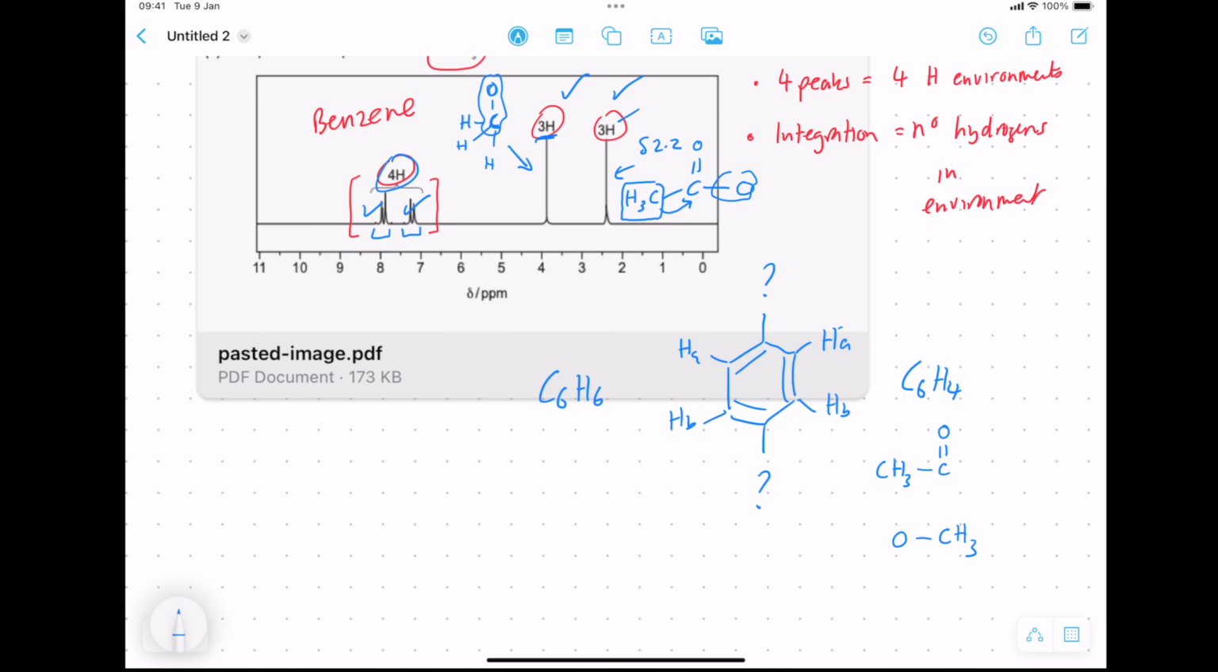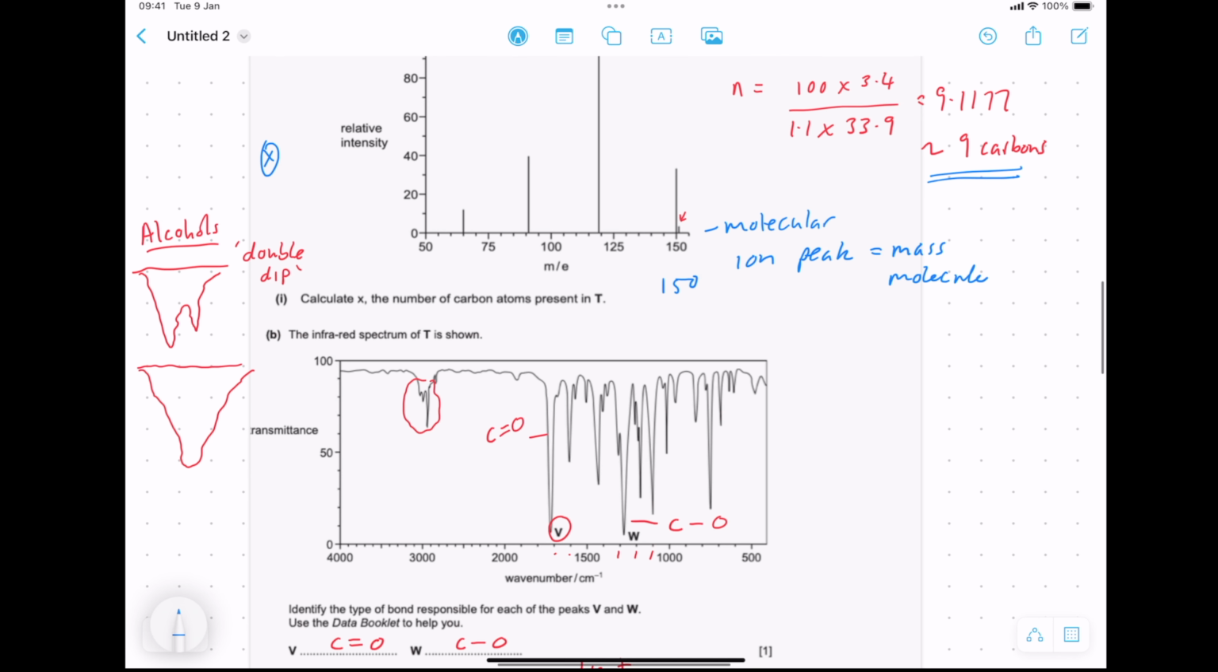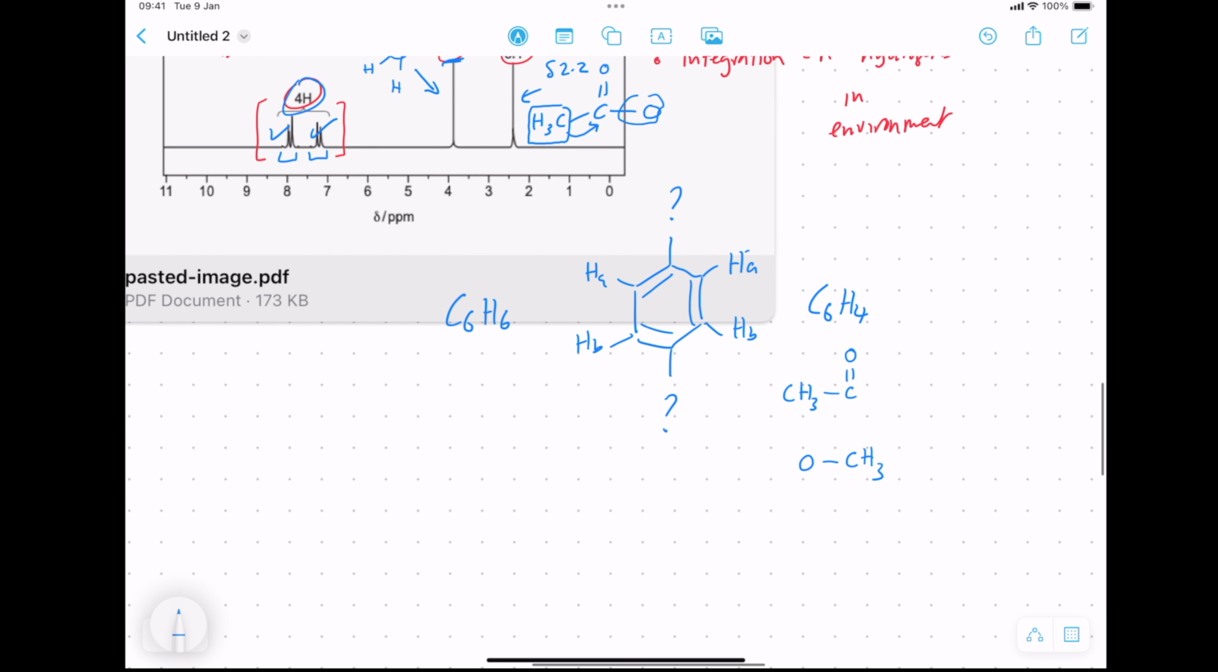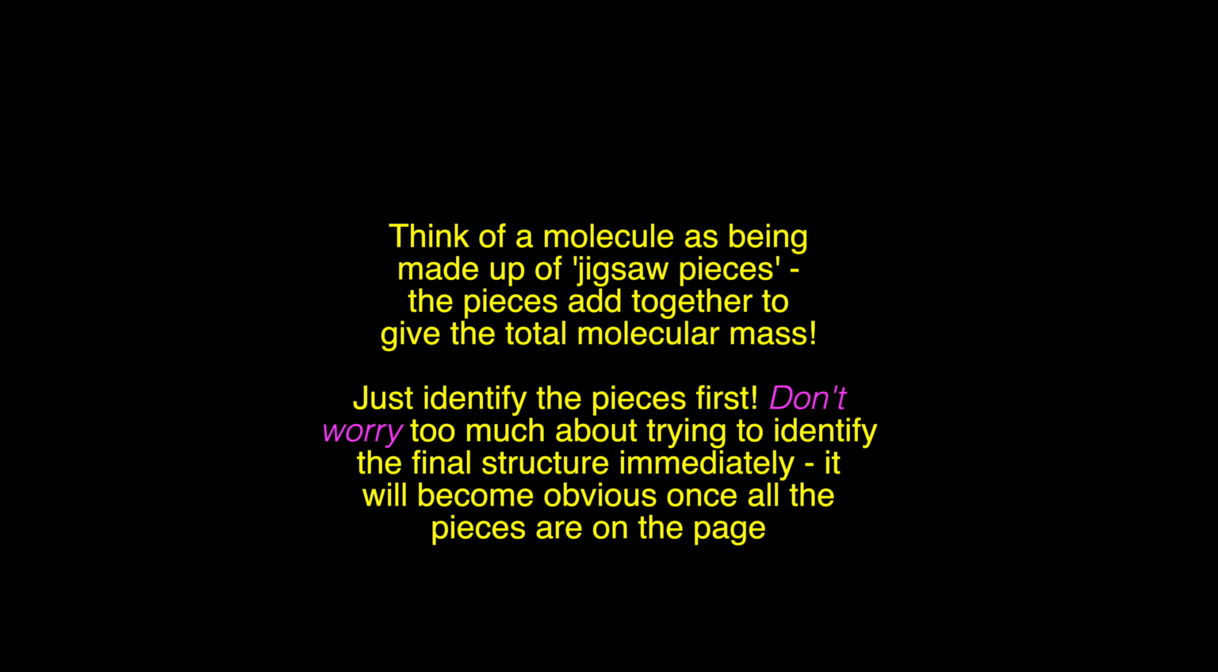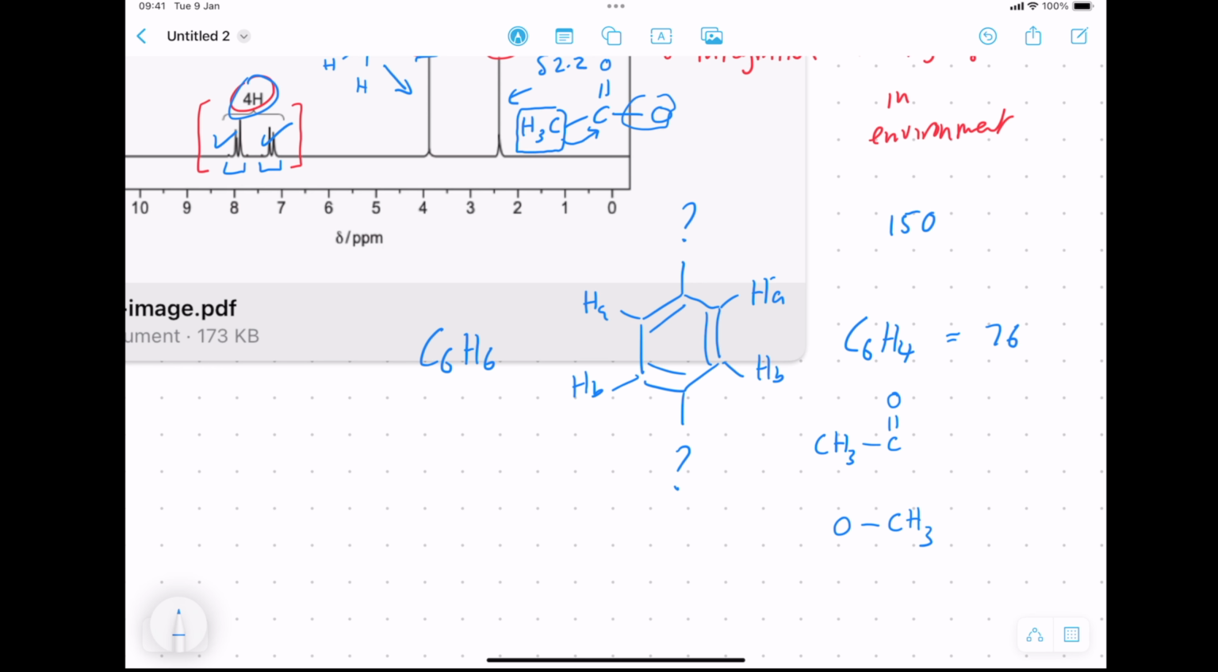Before we go any further, let's do a quick check of the mass spec. We know that the molecule has a mass of 150. So we better add up these parts to see how this is going. We've got 6 times 12 plus 4 for the benzene part, which is 76. Remember, the aim is 150. So you can see the way I'm thinking about this. I'm just putting the pieces of the molecule down like a jigsaw, like I've done in previous videos for these types of questions, because that's the best way to do it. Don't commit to a final answer until you have all the parts in front of you, and then you arrange them to make them fit.